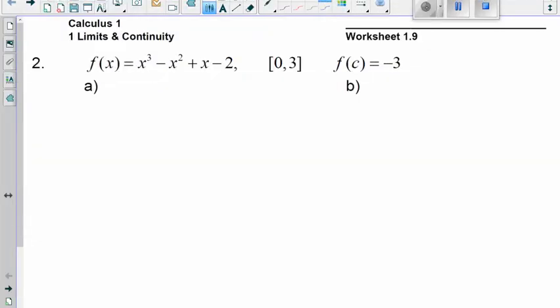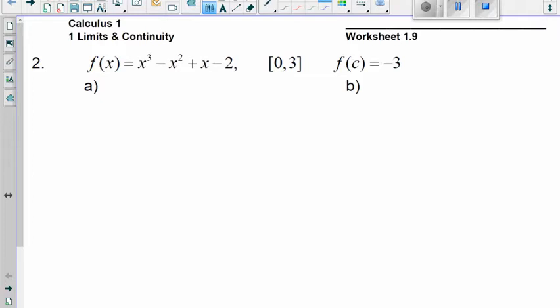Let's start with worksheet 1.9. I've got questions on 2, 5, 6, and 12 that we'll do together here. As we go through this, check what you have written on your worksheets, correct them, and use this to help on any others. Number 2: we have to verify if the EVT applies, verify if the IVT applies, and find that value of C if it does.